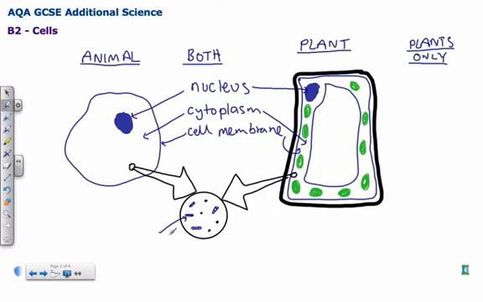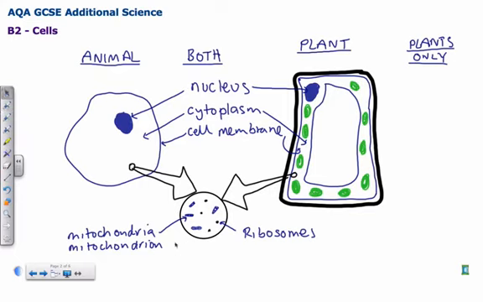These sausage-shaped structures are called mitochondria, and that's plural. If you're talking about one, we say mitochondrion. That means one; mitochondria is plural. And these little black blobs here are actually much smaller than mitochondria, but they are called ribosomes, and we're going to look at what these things do in a minute.